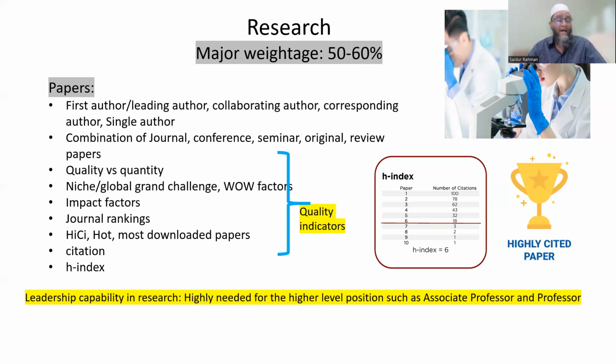Highly cited paper, highly cited researcher, hot papers, most downloaded papers. These are basically strong quality indicators. This reflects the quality of your work. One may not be a highly cited researcher, but some of his papers can be highly cited. One or two of his papers may sometimes be listed as a hot paper, that is top 0.1% highly cited. That is called, sorry, hot paper.